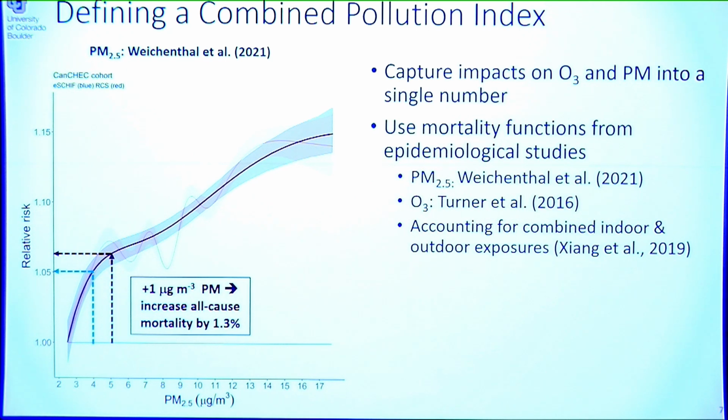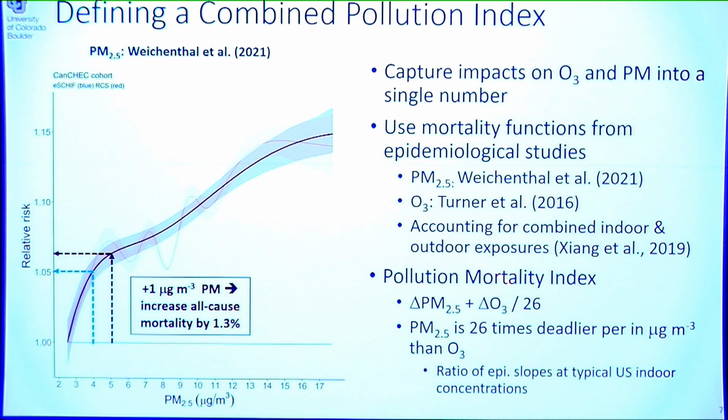So then when you combine the two, we define a mortality index, which is how much we increase PM2.5 plus how much we increase ozone in micrograms per cubic meter divided by 26, meaning ozone per microgram is 26 times less potent than PM2.5 at causing mortality. And we can argue, is this 26, is this 23, is this 30, but this is not 1 and this is not 1,000. Okay, so it's a number that I think will be useful for that.